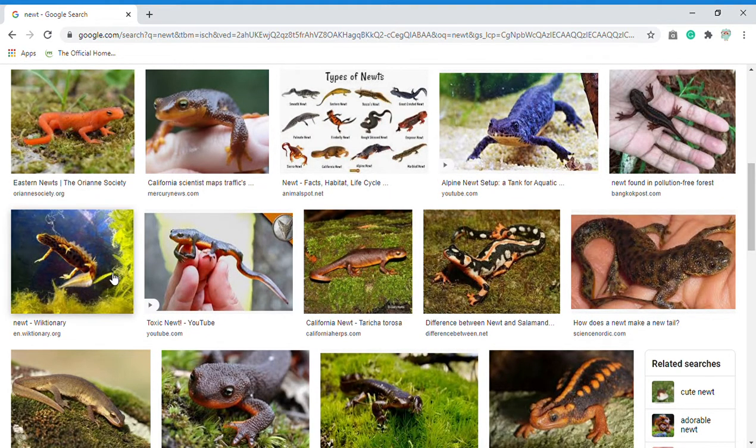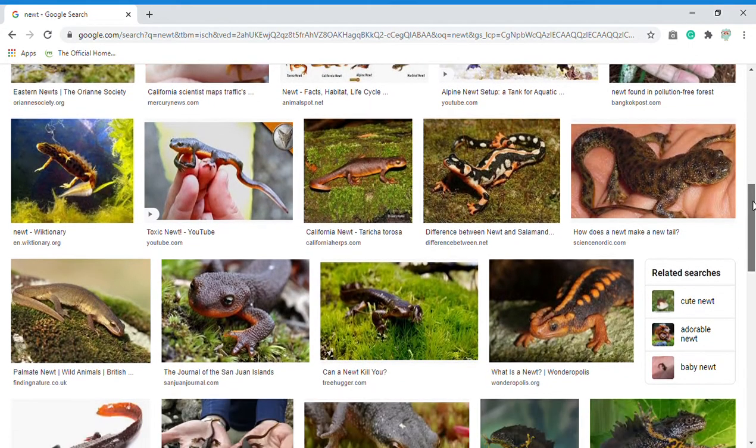This one is chilling in the water. Look at its tail even. It looks like a fin. It looks like the tail of a tadpole. So it obviously helps the newt to swim in the water. But not all of their tails look like that, I see now.